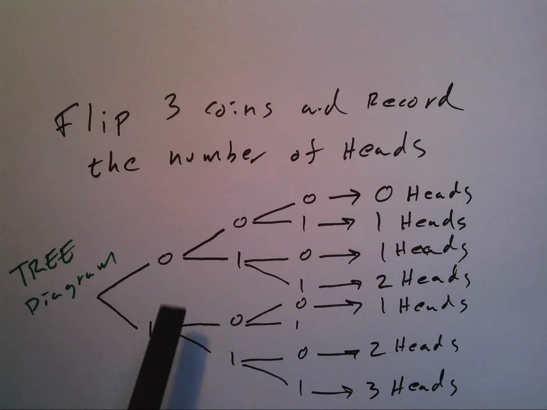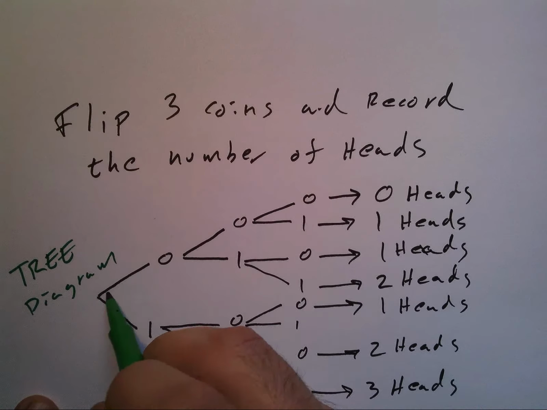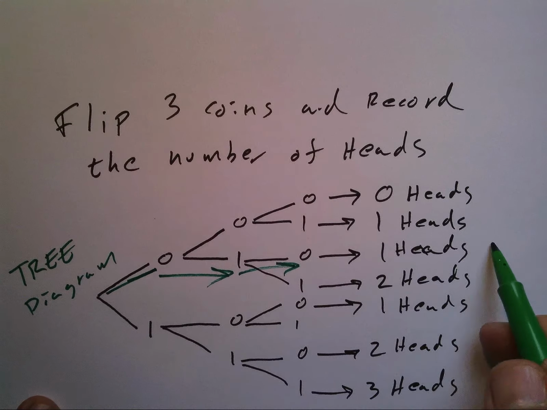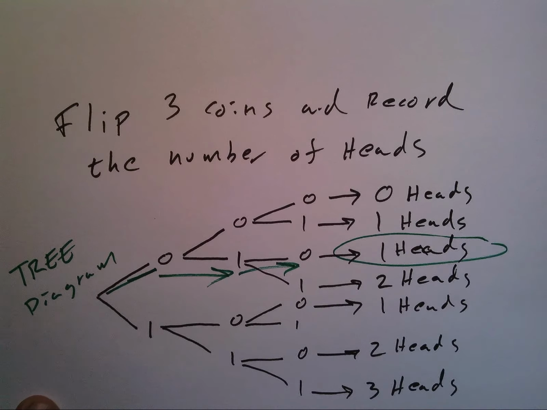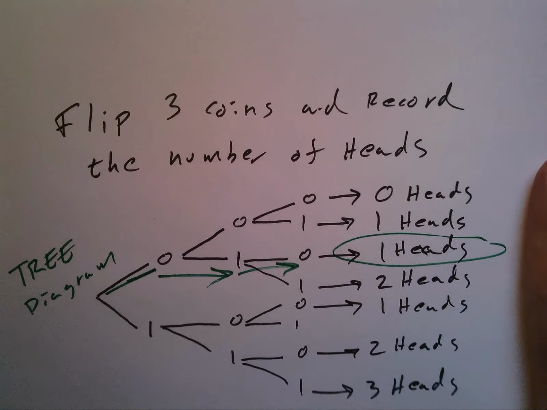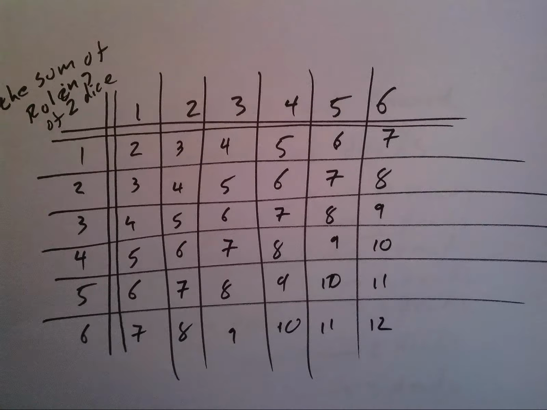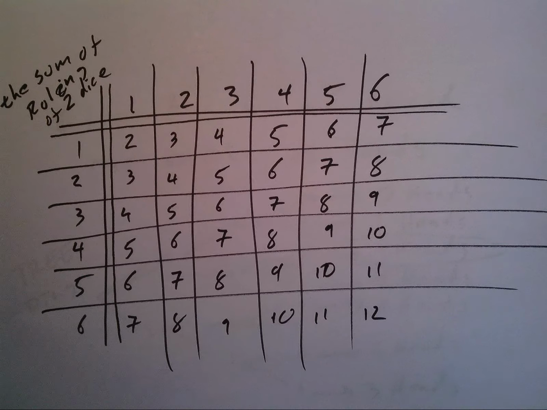So if you got this branch in particular, so let's follow no head, getting a head, no head again would be that one outcome. We could look at all the outcomes, and then eventually we're going to make charts for this and make probabilities with this. But for now, this is just a tree diagram of the sample space versus a sample space. In both examples, I have all possible outcomes written out.